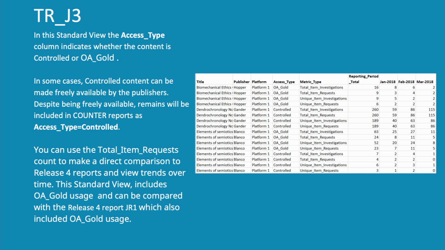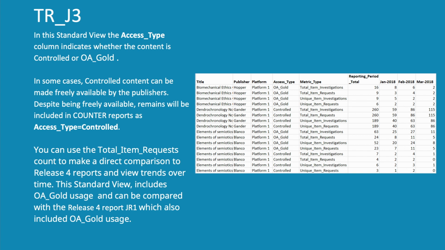The third download could be for a different article, or it may have been one of the same articles in a different session. The second journal, Dendrochronology Now, only has controlled content. It is clearly popular. The third journal, Elements of Semiotics, has both controlled and OA Gold content.